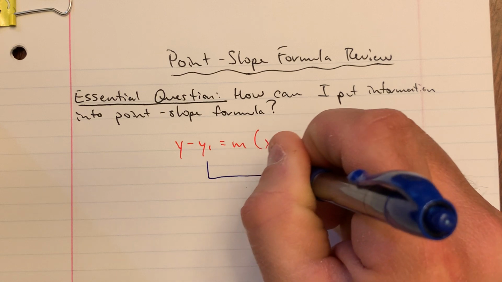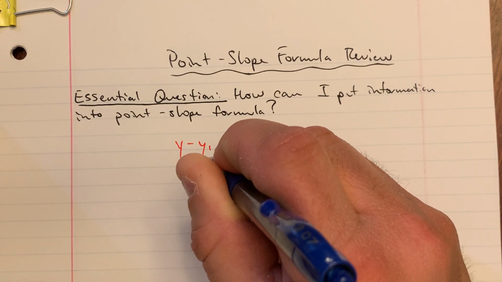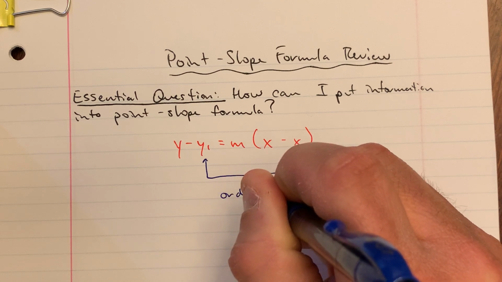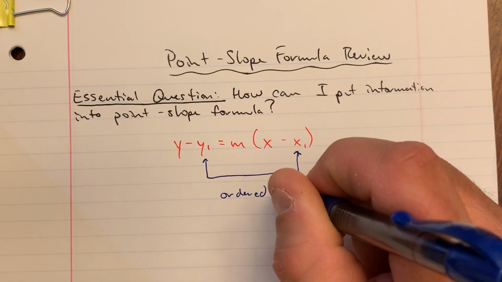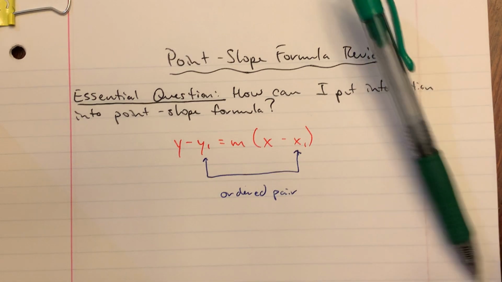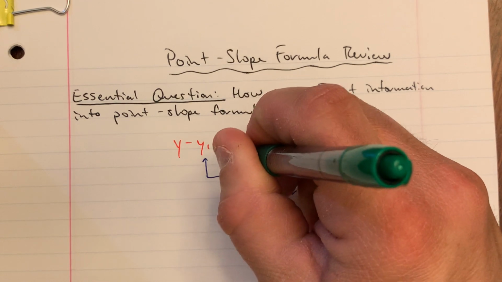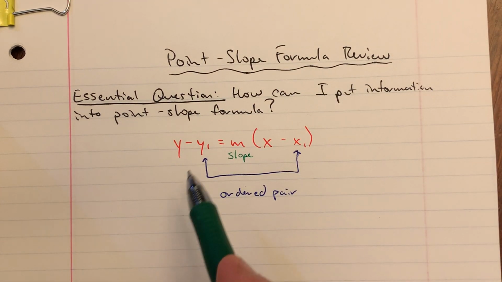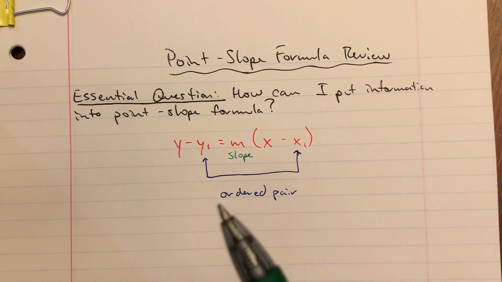Now, the x1 and the y1 here is an ordered pair. So some sort of ordered pair that's going through a line. M obviously is still our slope. So that's the slope of the line. It's a line that goes through that point. And obviously it's going to go through other points as well, but this is all the information that we have.